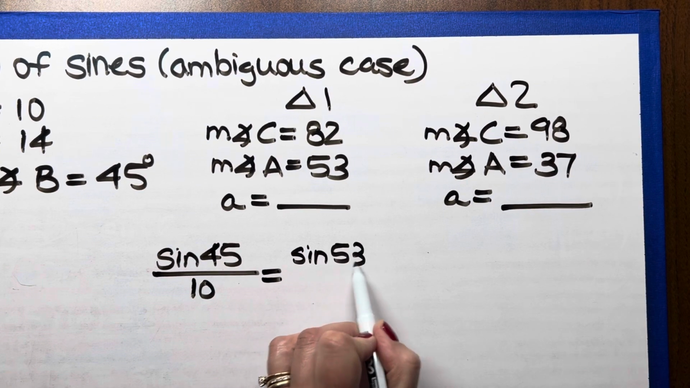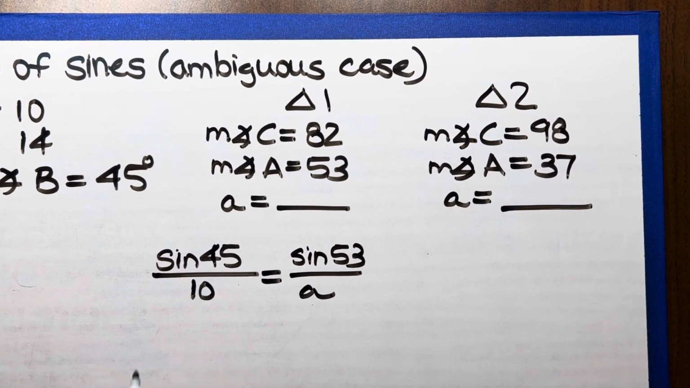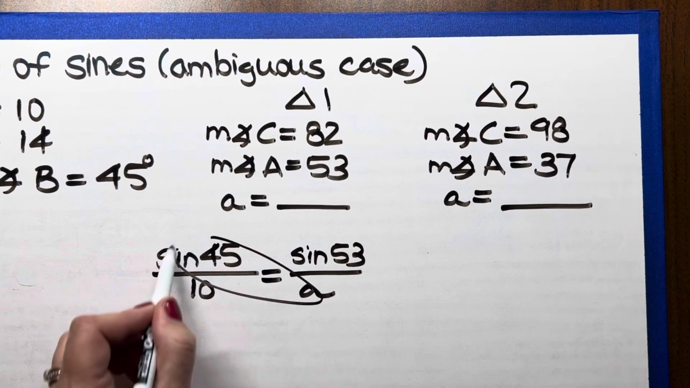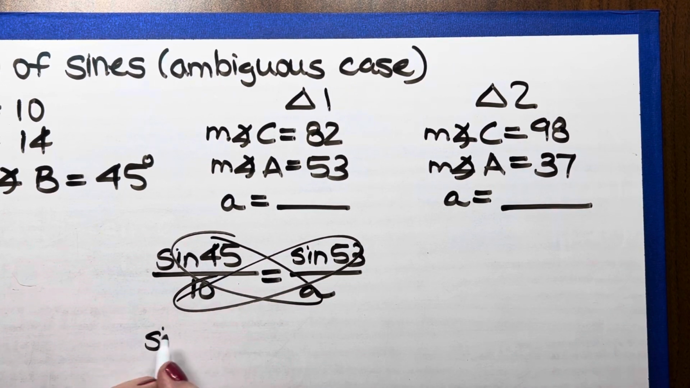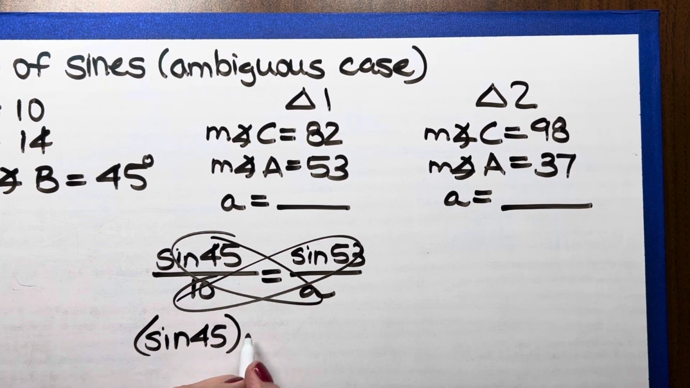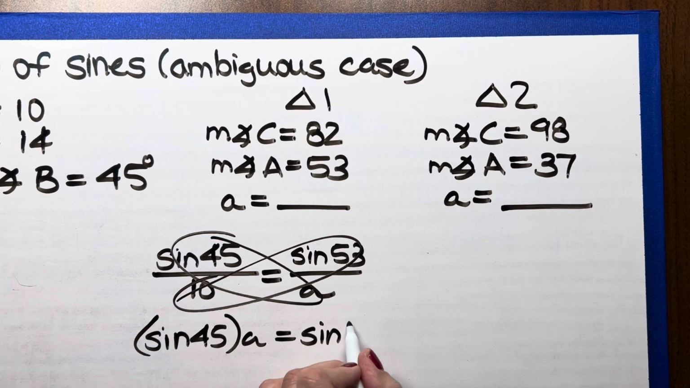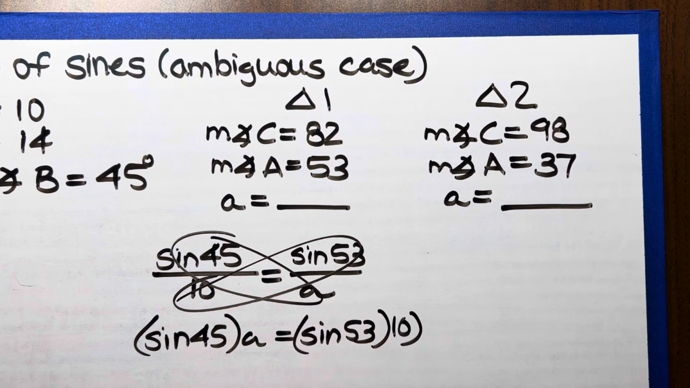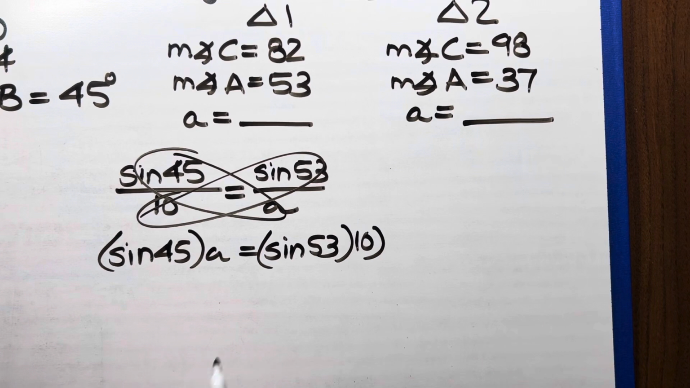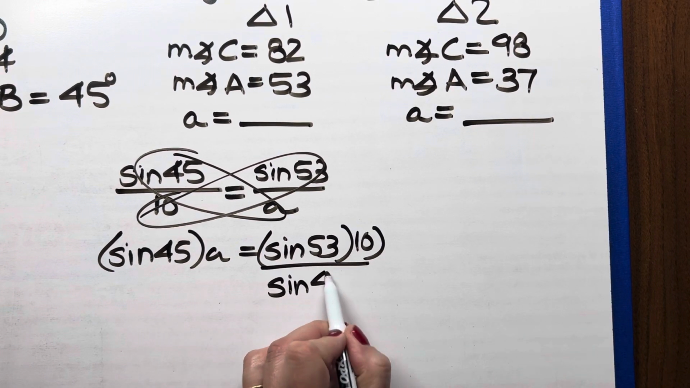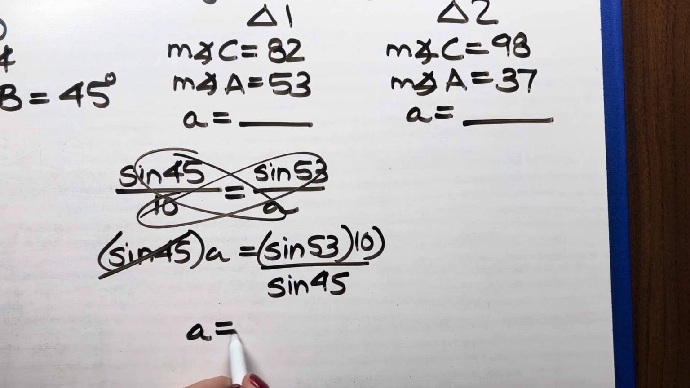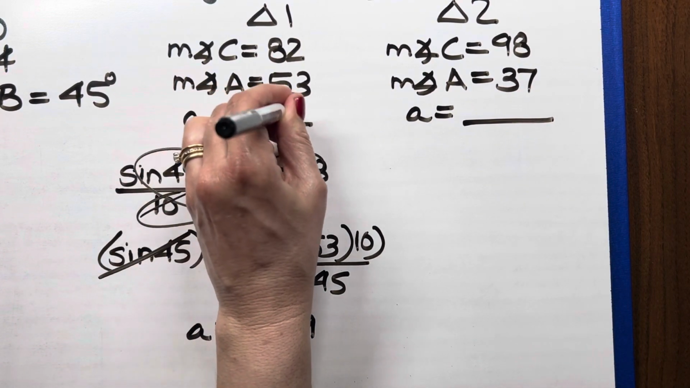So the sine of 53 over A. So I'm going to set up this problem. I'm going to cross multiply like we've been doing. The sine of 45 times A is equal to the sine of 53 times 10. To solve for my A, we're going to divide both sides by the sine of 45, so it'll cancel out. And when you do that, since we're finding a side, you don't need to do an inverse, right? We are going to get approximately 11.29. We could round that to 11.3. So I'm going to put that up in my chart.